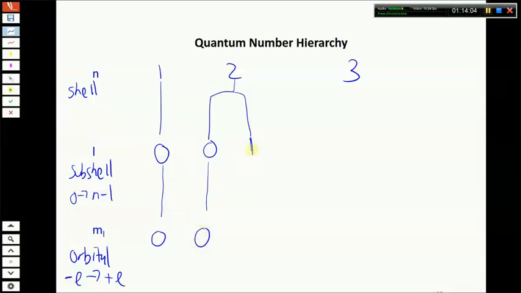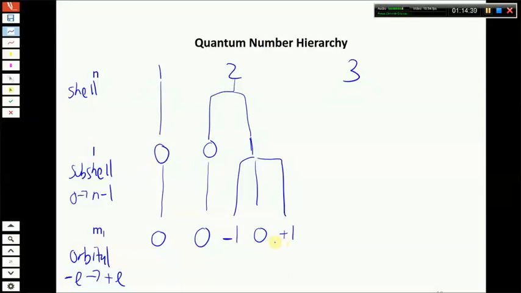But if we go to the l equals 1 subshell, for the allowed values of m sub l, we have negative l to plus l. So we can go from minus 1, we include 0, and we can still have plus l, which is plus 1. And so what this means then is that the l equals 1 subshell has 3 individual orbitals, with m sub l equal to minus 1, 0, and plus 1.